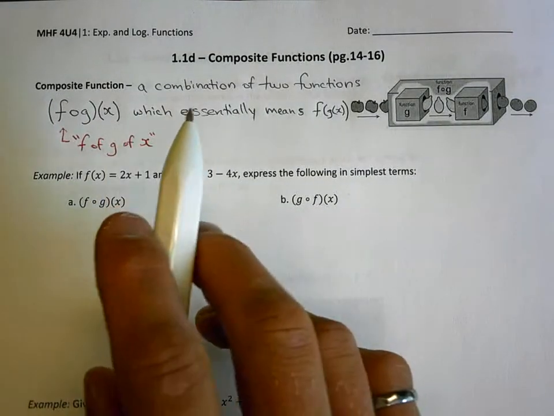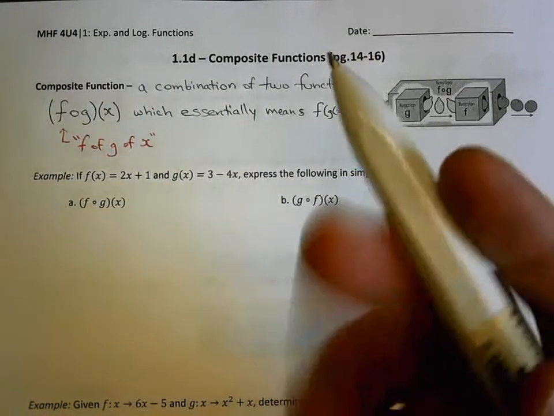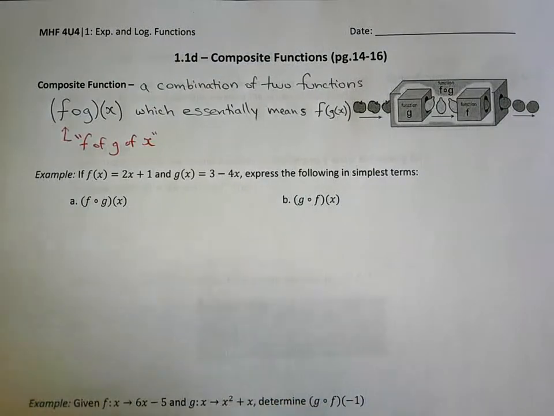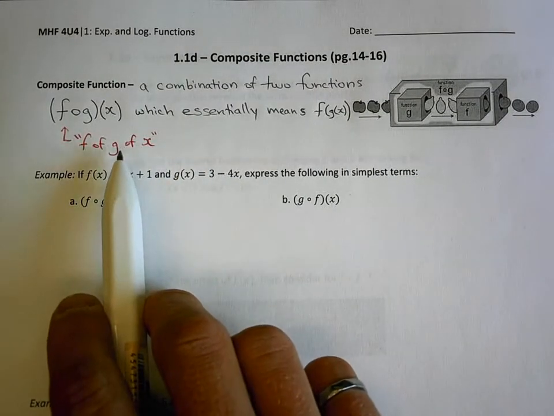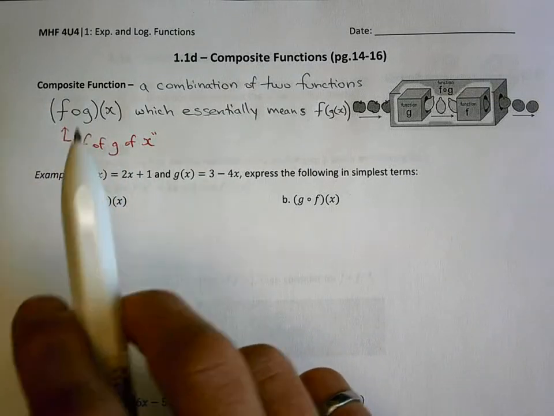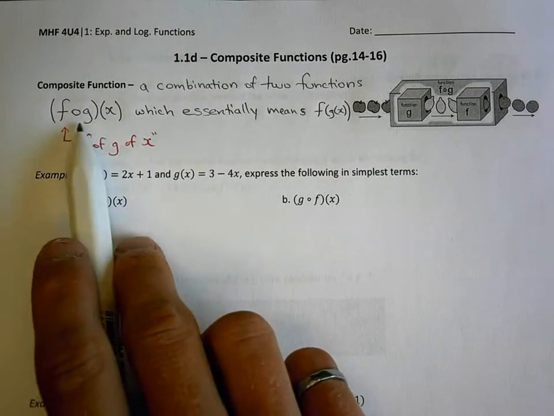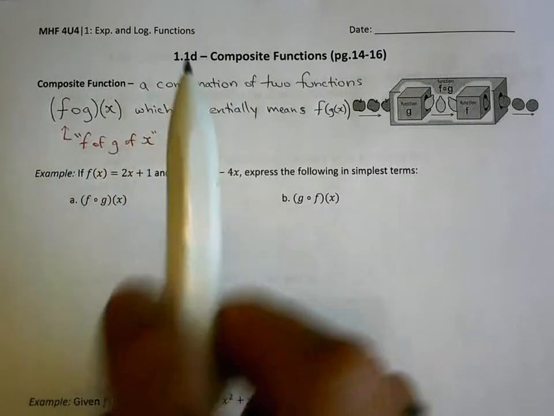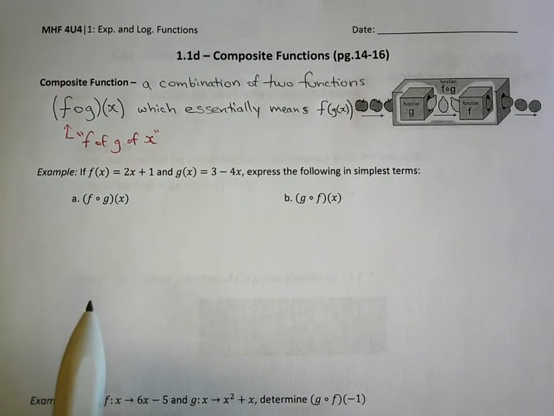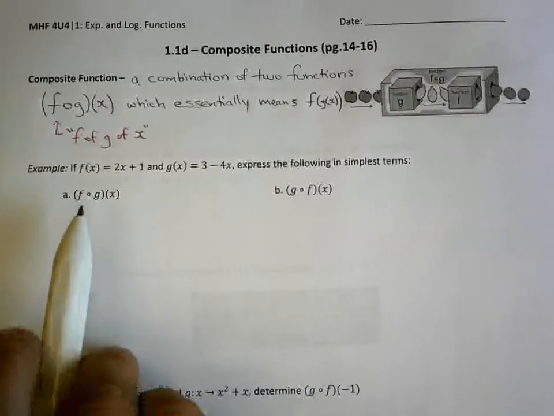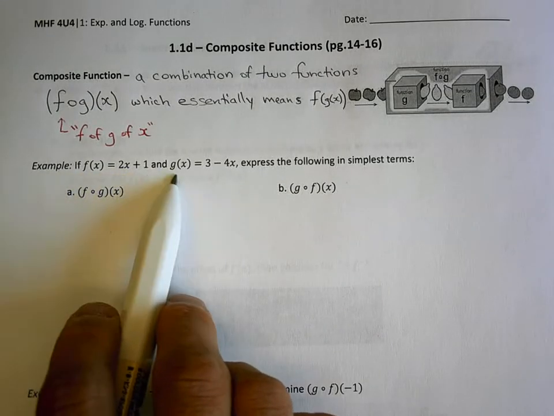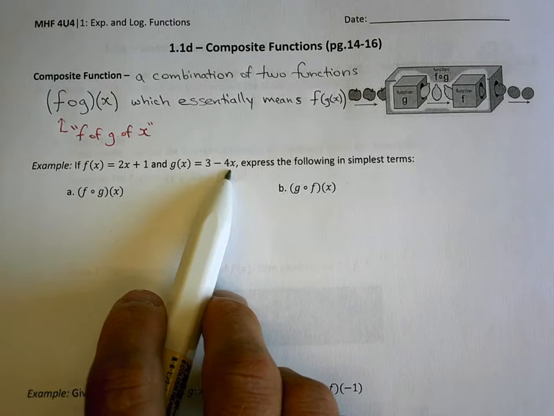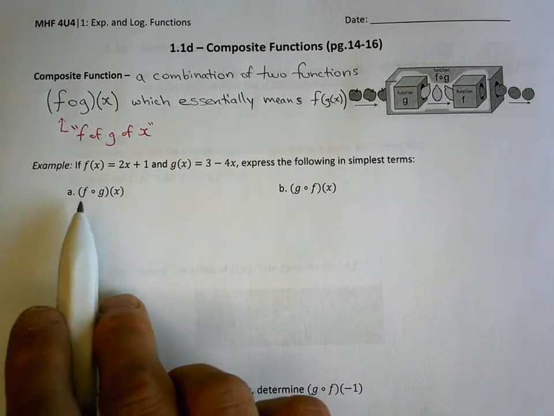Okay, the composite function is not a super difficult concept. We learn it because it will help us later with a difficult calculus concept. And IB really likes to have questions like this, especially to make sure you understand this notation and you remember how to do these kind of straightforward questions. So, for example, if I have a function f at x is equal to 2x plus 1, and a function g at x equals 3 minus 4x, express the following in simplest terms.